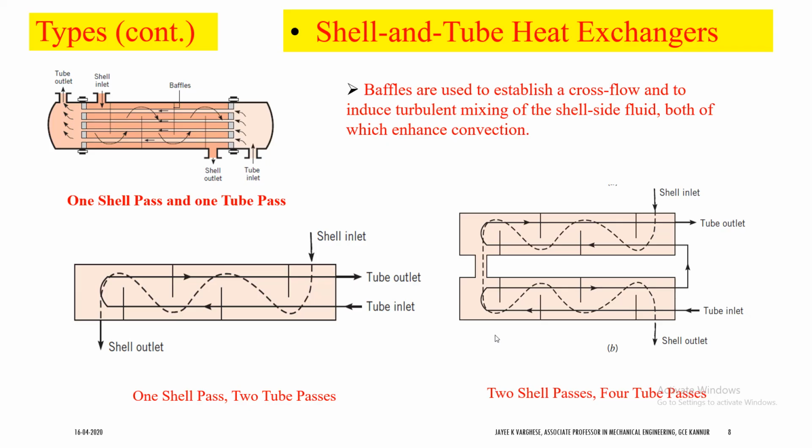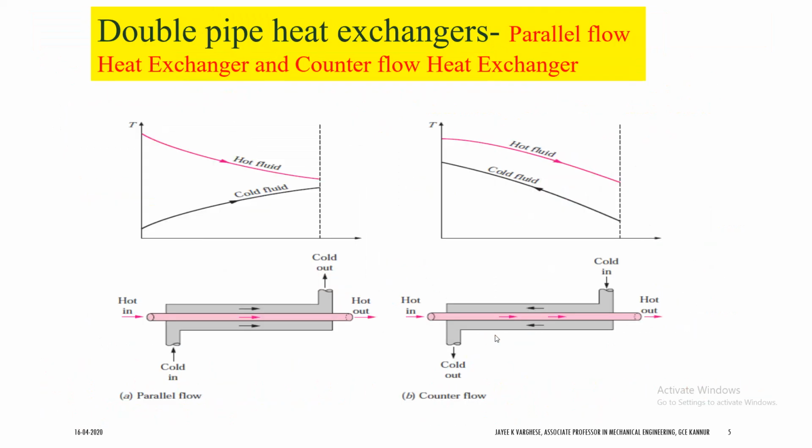Okay, now we have a very important type of classification, construction wise, we call it shell and tube heat exchangers. So what is a shell and tube heat exchanger? For that, let's go back to a previous slide where we had concentric tube heat exchangers. There is one inner tube and one outer tube, and hot fluid will be flowing through the inner tube, cold fluid will be flowing through the annular space. Why can't we think of a design in which there are a large number of smaller tubes inside the bigger tube?